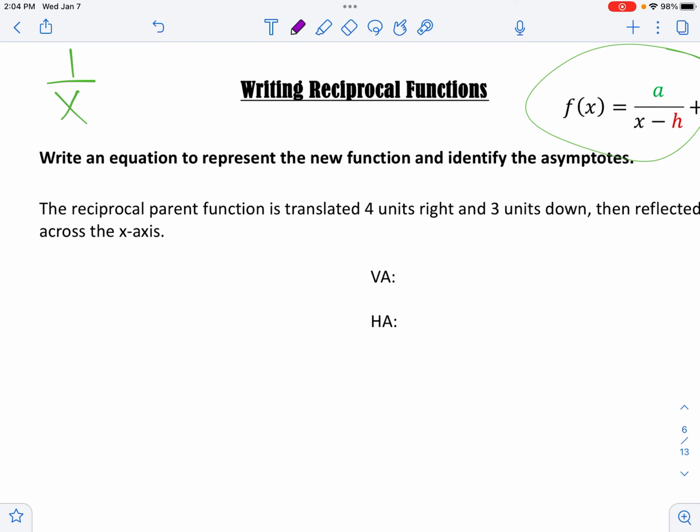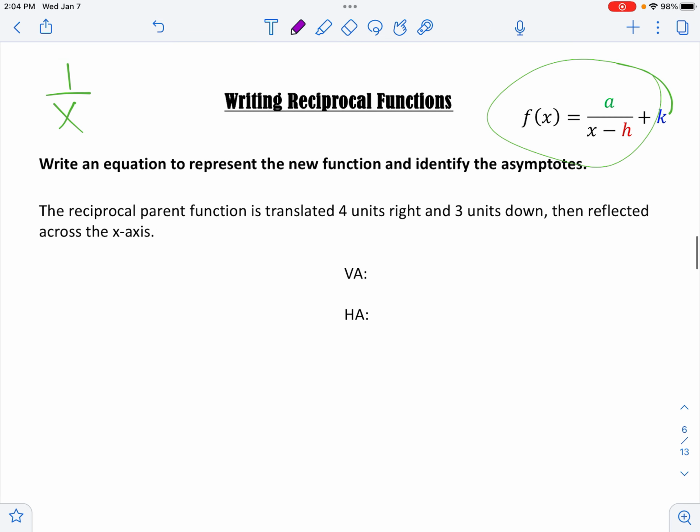I know then reflected across the x-axis. It doesn't say anything about a compression, let's call this one g of x, or a stretch. There's no compression or stretch, so I can assume this is a 1 still. Otherwise, that would have changed. It does say it was reflected across the x-axis, so that means this has to be negative. Okay? So I've handled that part.